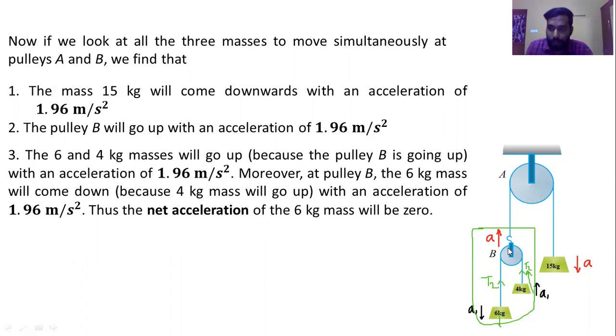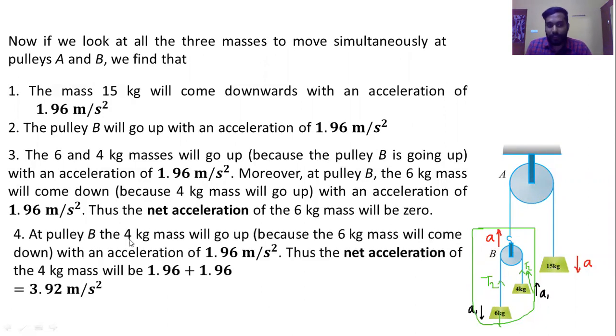So the total block B is moving with an acceleration of 1.96 meter per second square, and the 6 kilogram block is coming downwards with the same acceleration, 1.96 meter per second square. So the net acceleration of the 6 kilogram block will be 0.